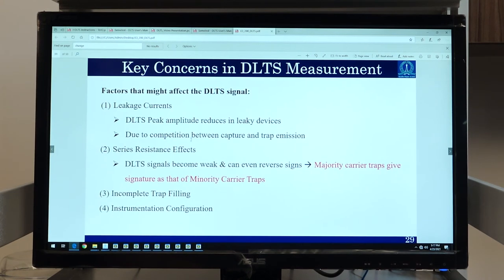What are the other factors that might affect? The other factor is incomplete trap filling. I had discussed that we modulate the filling pulse width to get a good signal. Why do we do that? Because if the filling pulse width is very short, then the traps may not be able to capture all the carriers and they may not be saturated. We would want 100% filling of traps before we study the detrapping transients. So these are some key concerns for DLTS measurement, which have to be kept in mind for the DDLTS and ODLTS measurements.